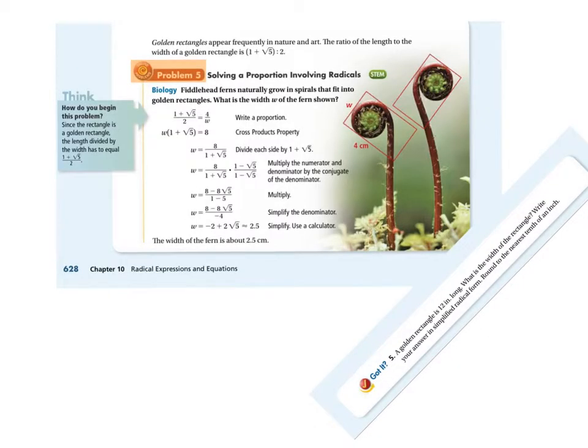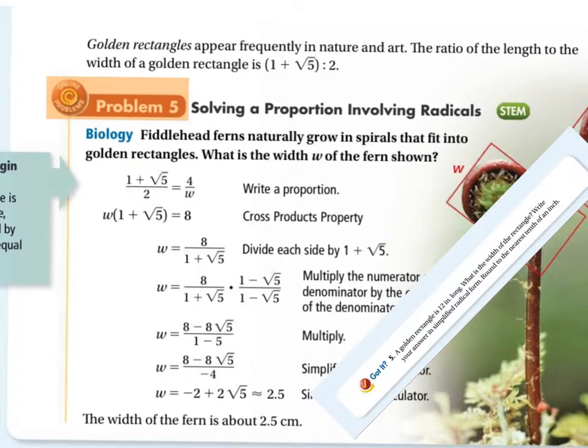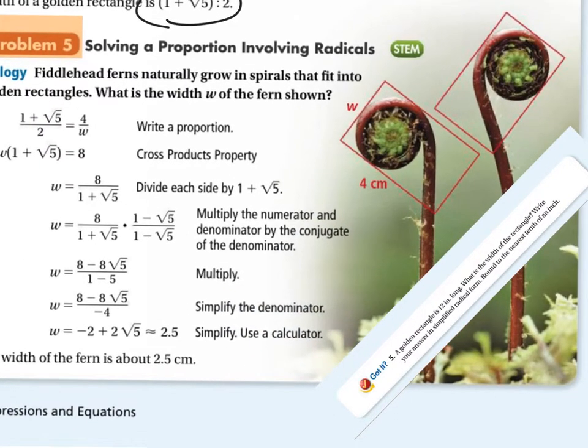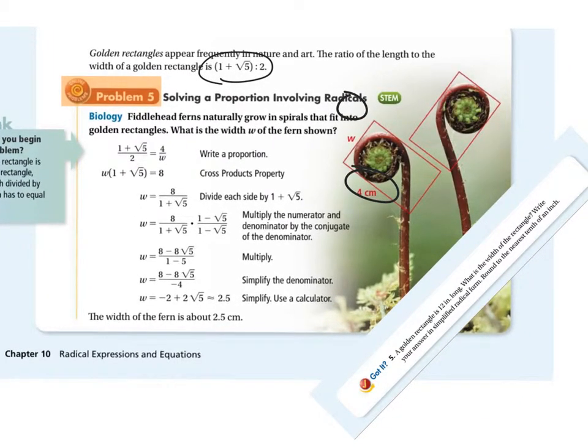The next part talks about golden rectangles, and here's the golden rectangle ratio. So fiddlehead ferns naturally grow in spirals that fit into golden rectangles. What is the width W of the fern shown? So this is a proportion ratio. So you can see from the picture, the one dimension here is 4. And we're trying to find W, which is the smaller dimension. Well, here it tells us ratio of length to the width. So this is the length, and this is the width.